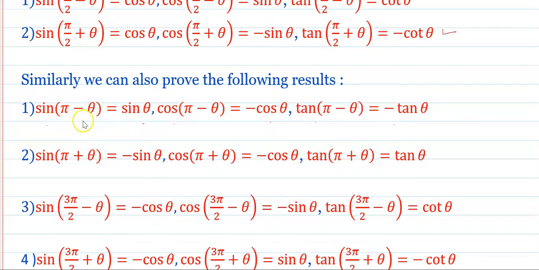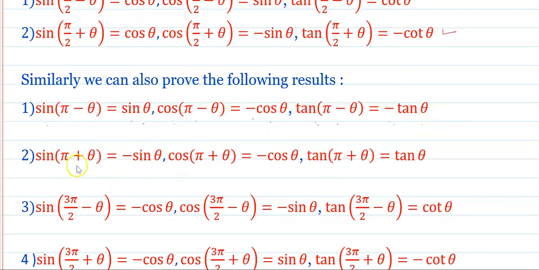Now sin of pi minus theta is in the second quadrant and hence here is a plus sign. Cos of pi minus theta is in the second quadrant. In the second quadrant cos is negative and that's why here is a minus sign. Tan of pi minus theta, again it is in the second quadrant and hence tan is negative in the second quadrant and hence it's a minus tan theta.